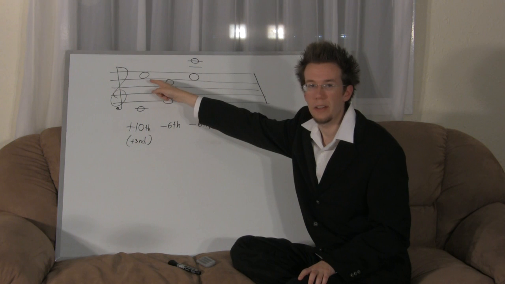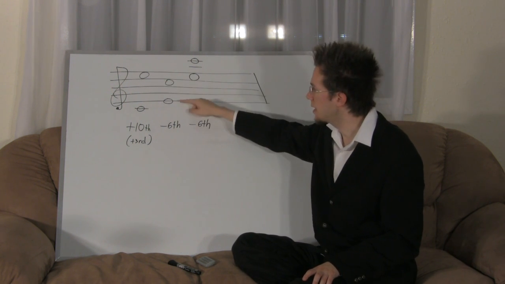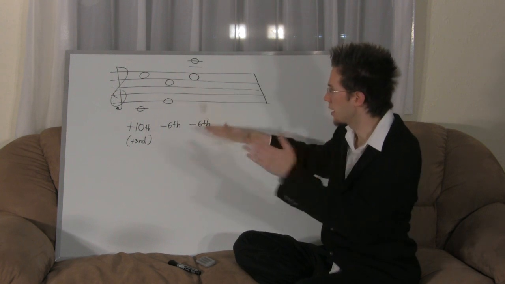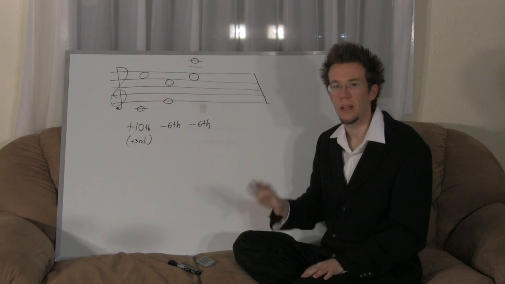So if there's a flat by the E, or a sharp, you would keep it where it was and just transfer them, of course. And then all you do is you apply your chart.